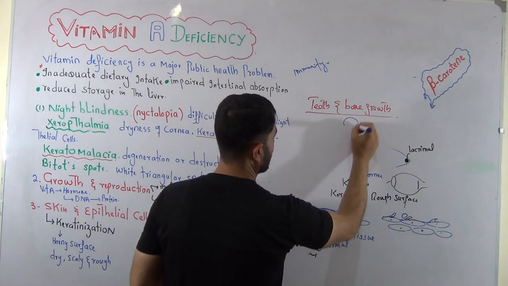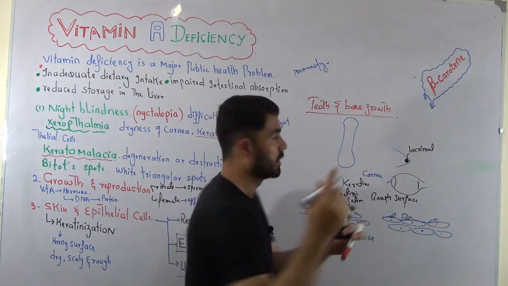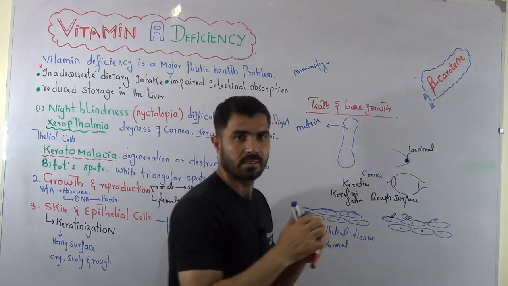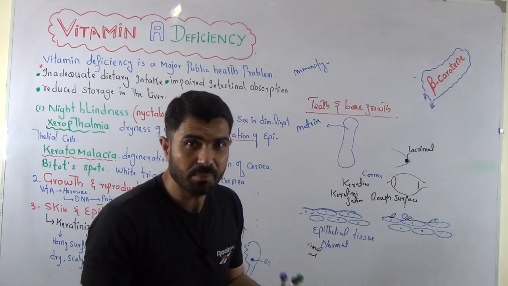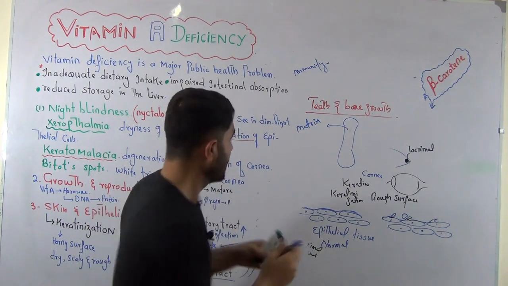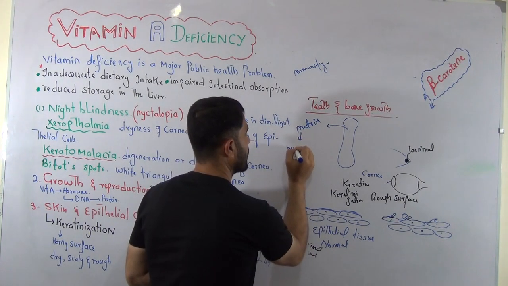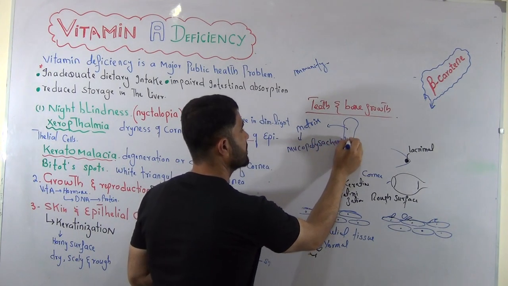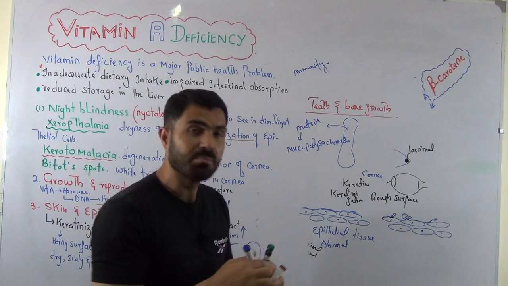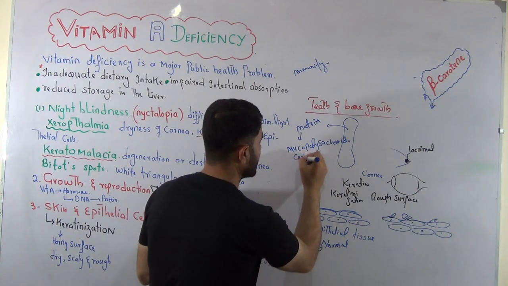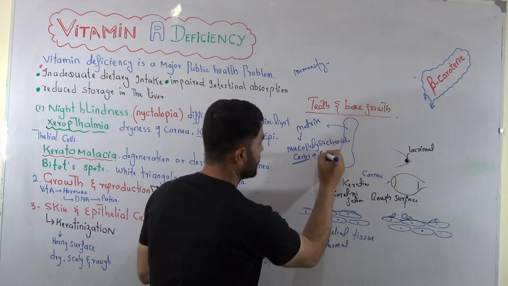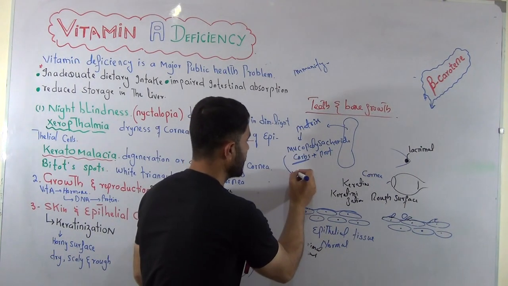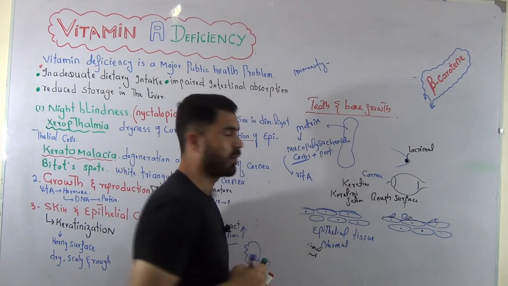Your bone contains matrix, the strengthening material of the bone that gives strength. The matrix contains what? Mucopolysaccharide. Mucopolysaccharide is a combination of what? Carbohydrates and protein. The mucopolysaccharide is synthesized by the help of vitamin A.